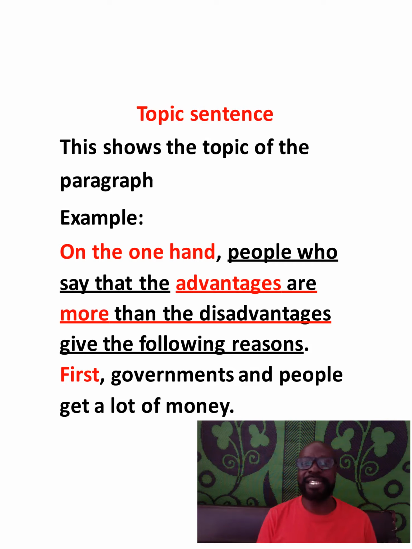Governments and people get a lot of money. That is the first advantage. This paragraph is for advantages. You have to show us in the topic sentence that this paragraph is for what? It is for advantages. You give the first, you put a signpost to show that this is my first advantage. And the first advantage is governments and people get a lot of money. Remember, this is one paragraph, don't break it.